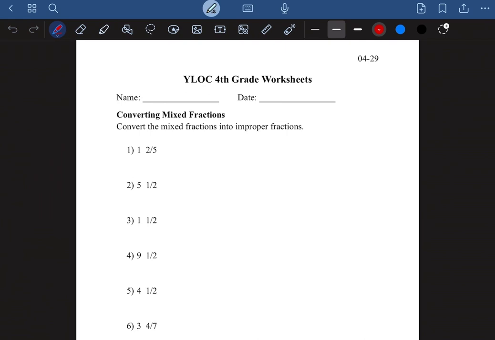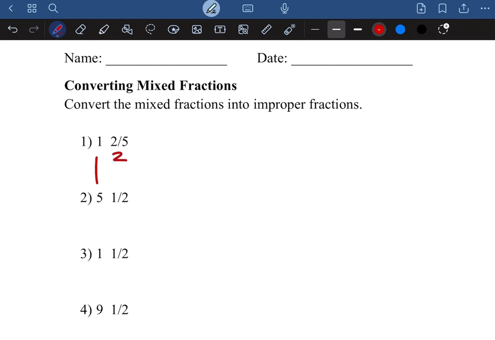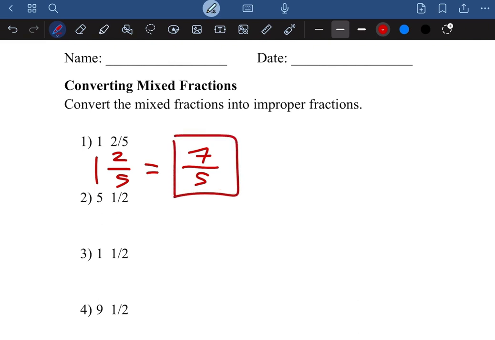So number 1, we have 1 and 2/5. When converting the mixed fraction into an improper fraction, the denominator is going to stay the same. And to find the numerator, we're going to multiply the whole number, which is 1 in this problem, by the denominator, which is 5, and then add the numerator, which is 2. So 5 times 1 is 5, plus 2 is 7. So the improper fraction will be 7 over 5 for number 1.